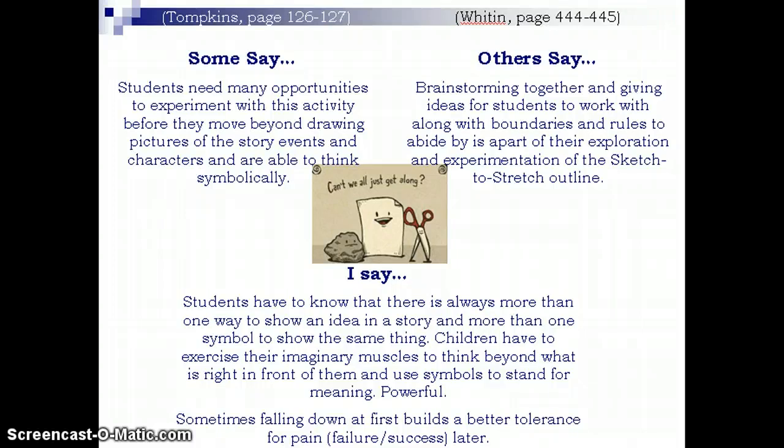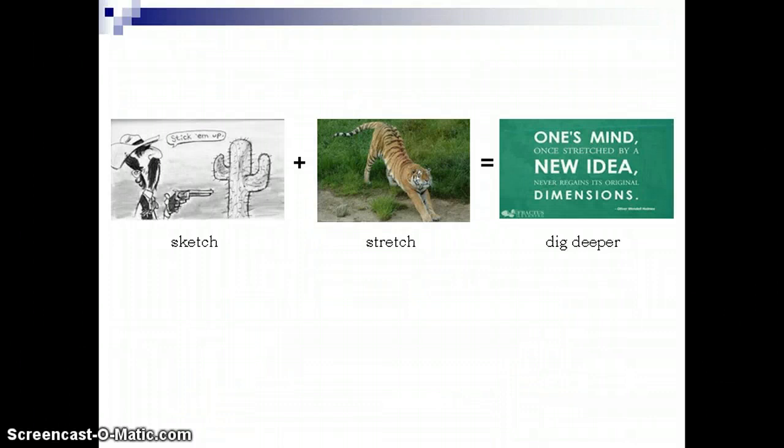But I'd really like to try the sketch to stretch as a whole group towards the end of the year to see if the students can start to become familiar with reading between the lines. To conclude this sketch to stretch presentation, I'd like to share one more visual representation of how we are supposed to use the strategy of sketch to stretch.